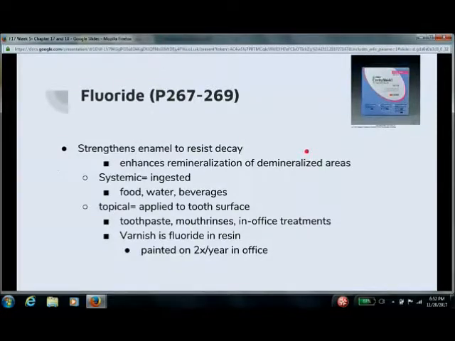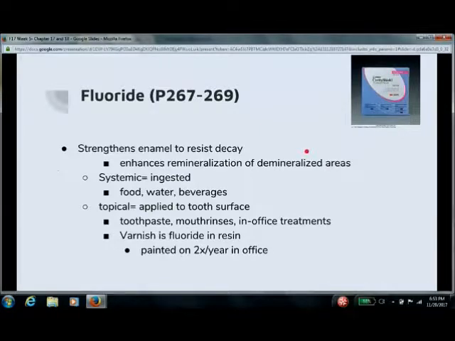Fluoride is used to strengthen the enamel to resist the acid that causes the cavity. So we remember that sugar plus bacteria equals acid, and acid plus tooth equals cavity. But tooth plus fluoride equals harder surface that is resistant to the acid. So fluoride is a great strengthener. It is ingested in water and in beverages and in food.